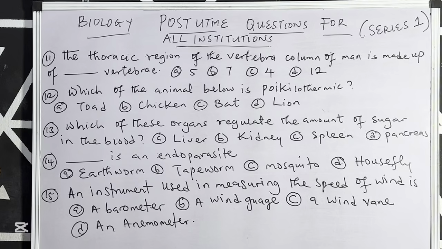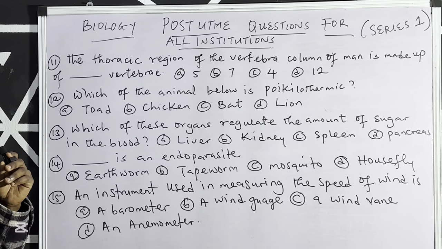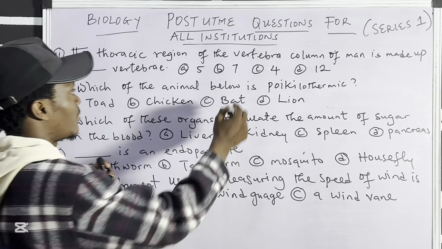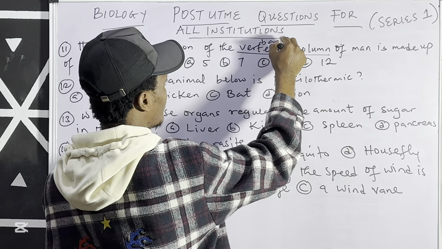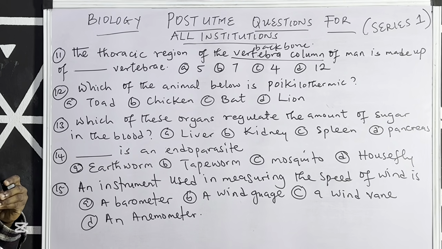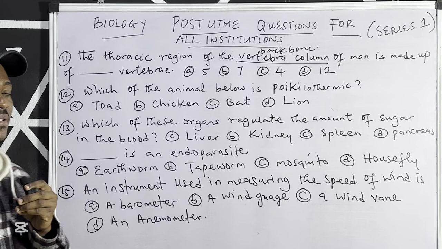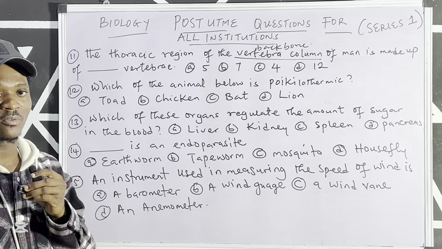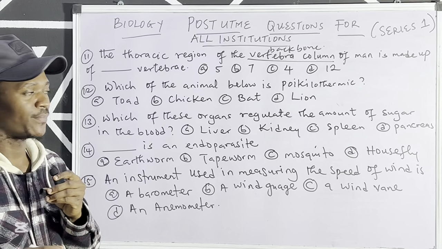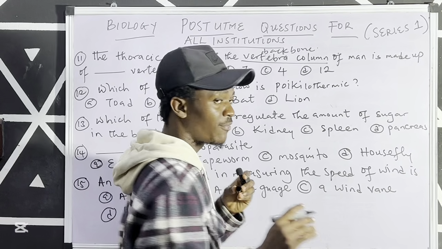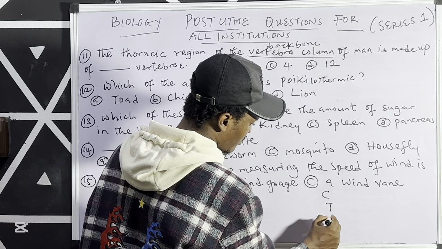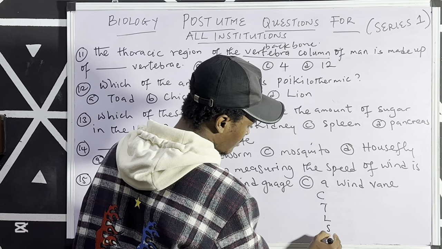Let's see the next question. Question 11. The thoracic region of the vertebral column of man is made up of, and by vertebral column we are simply referring to the backbone. So another name for vertebral column is backbone. They are asking us for the thoracic region. There are regions of the vertebral column. In man, there are about 33 vertebral bones or vertebrae, divided into 5 regions. What are the 5 regions? Cervical, thoracic, lumbar, sacral, and caudal.